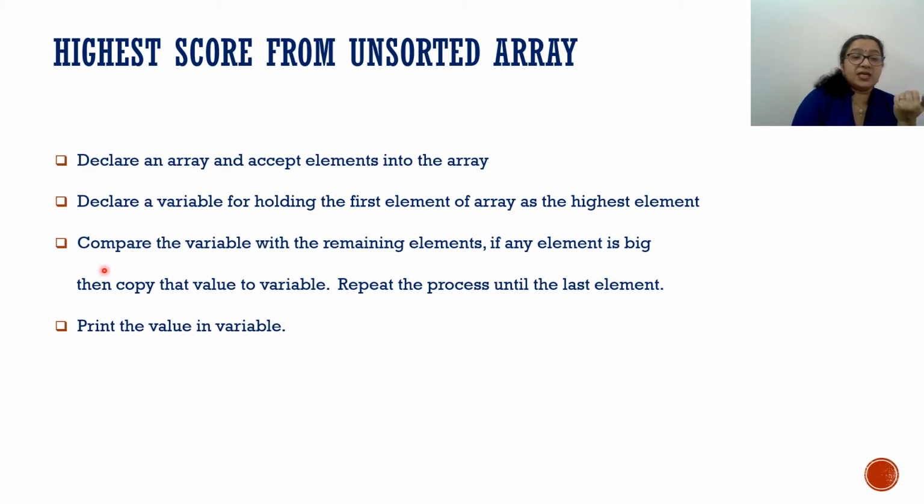Now the third point, compare the variable. We want to compare the value we hold in that variable with the remaining elements, from the second element onwards. If we get any element bigger than that variable value, then copy that value to the variable. We want to overwrite what we stored in the variable first with the bigger element. So repeat the process until the last element.